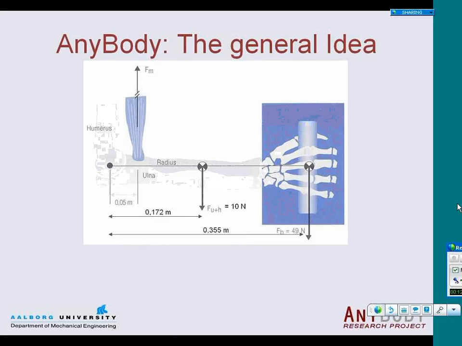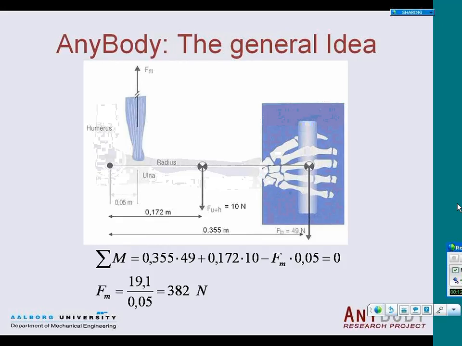Now you can see that this is a forearm that's carrying a certain load. The gravity on the load amounts to 49 Newton. And then there's a certain self-weight of the arm. And if we set up the equilibrium equations for this system, then it is actually very, very easy to figure out that given equilibrium in the system, the muscle force, the Fm force, must be 382 Newton. Now there's a couple of things that we can derive from that simple exercise.